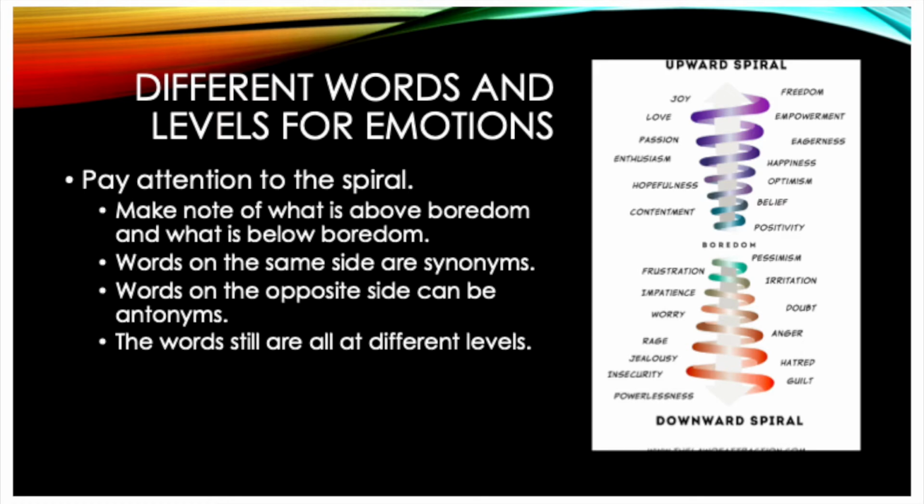But even though all of the words on one side are synonyms, they all still have different levels. So joy is at a different level, because you can see that's at the top of the spiral, a different level of positive feeling than contentment, which is at the very bottom of the top portion, right before you get to the word boredom. They have different levels, and that's why the spiral gets bigger, because those emotions grow bigger when you move up, but they also grow bigger when you move down on the opposite end of boredom.